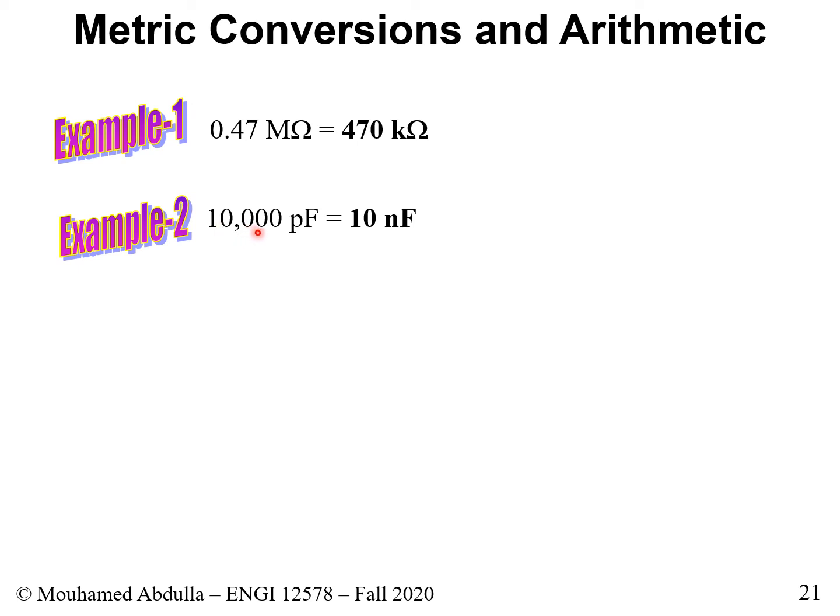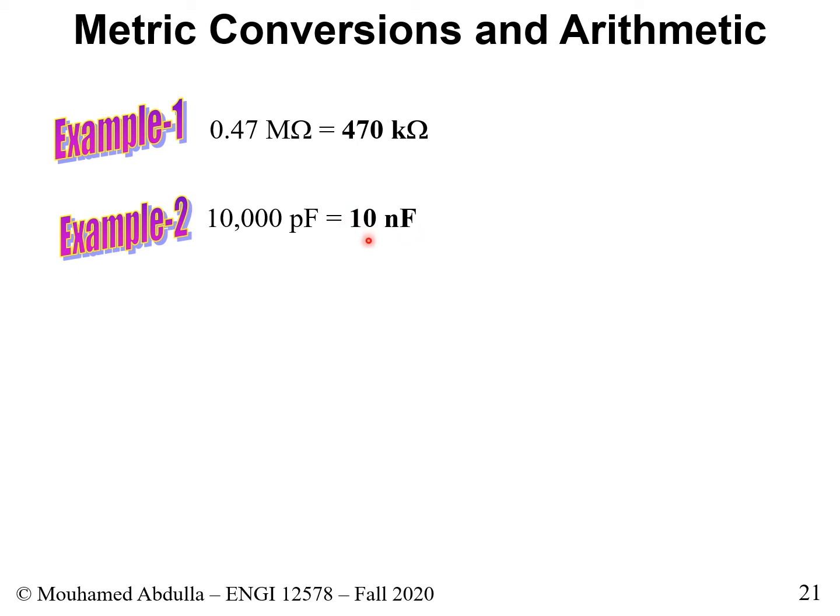So what do we do in this case? We could represent this as 10, and the 3, pico, we said this times 10 to the minus 12. We add times 10 to the 3. When you multiply values that are similar with different exponents, you simply add them. So 10 to the 3 multiplied by 10 to the minus 12 becomes 10 to the minus 9, and 10 to the minus 9 is nano. So this could be represented as 10 nanofarad. And this is in engineering notation.